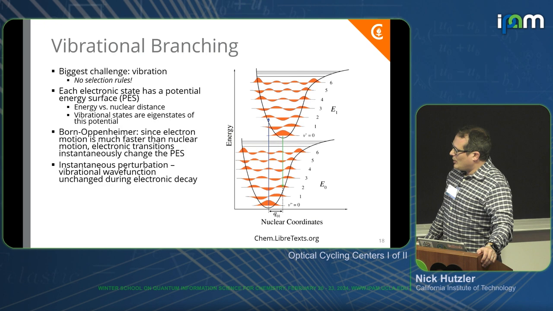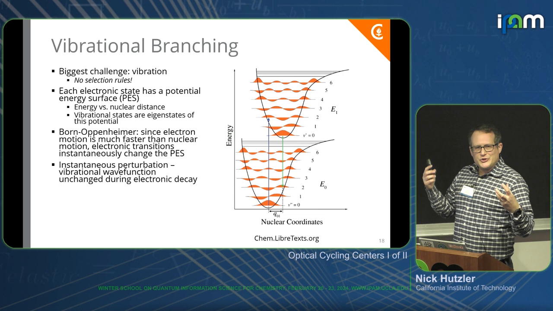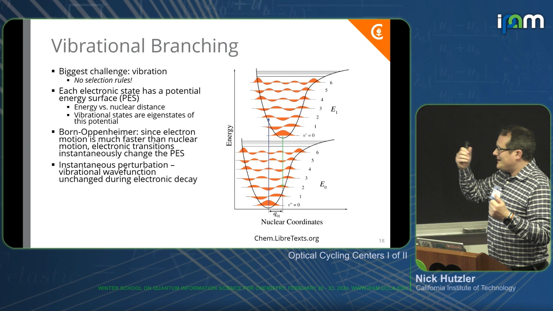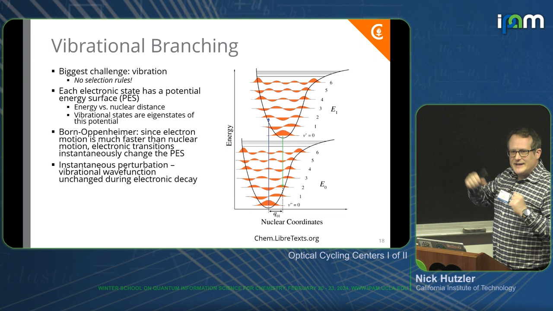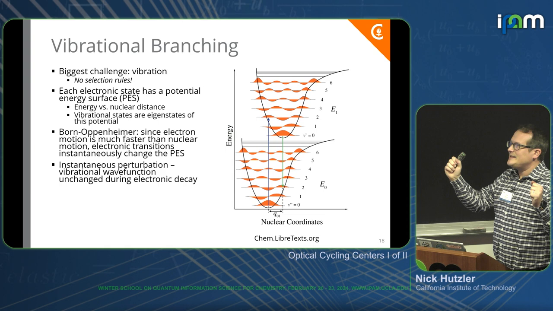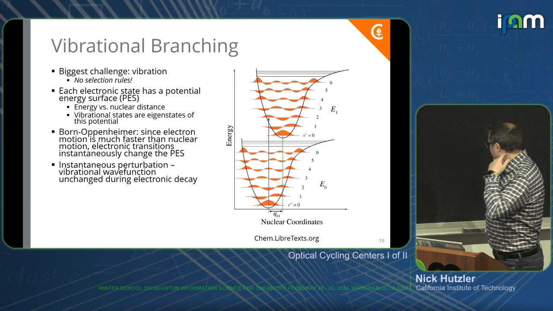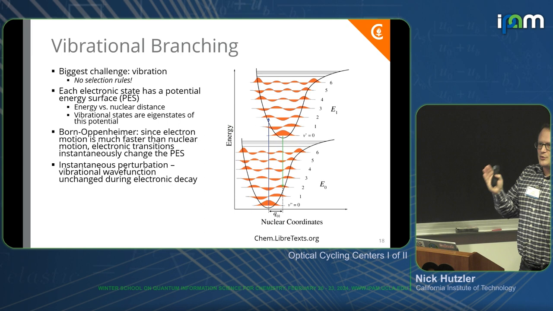In what's called the Born-Oppenheimer approximation, the electron energy scales are much higher than the vibrational energy scales, or in other words, the time scale of the electronic motion is much faster than the time scale of the vibrational motion. When the molecule changes electronic state, it's basically instantaneous as far as the nuclei are concerned. They're vibrating in some electronic state, and then just instantaneously the electron goes to some other state, and it keeps vibrating, but in this new potential now. In terms of quantum mechanics classes, you would call this an instantaneous perturbation. You don't change the wave function, you just instantaneously change the Hamiltonian, or the potential energy.